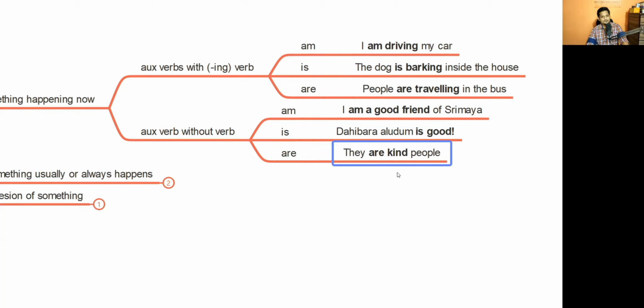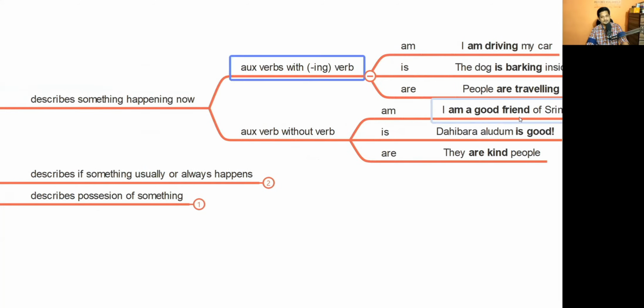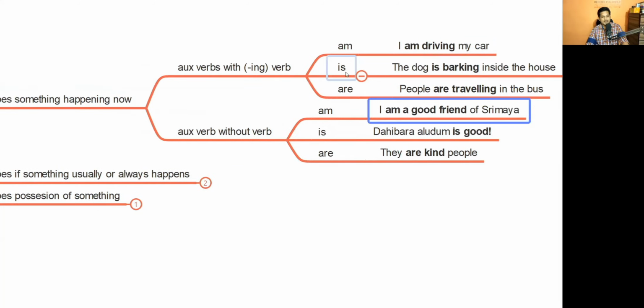They are kind people. So you can explain present tense using am, is, are and the ing form of the verb. You can also describe present tense with am, is, are without using a verb. I gave you various examples.